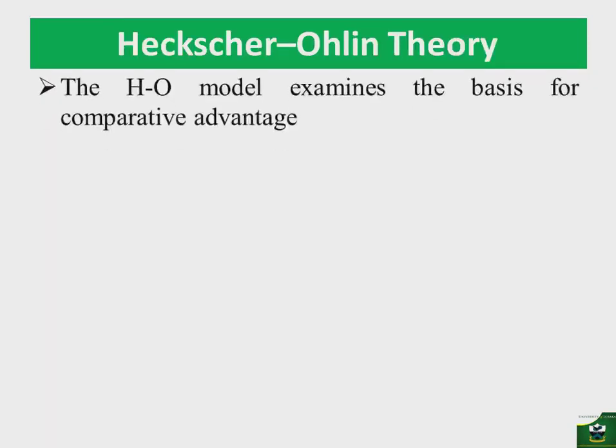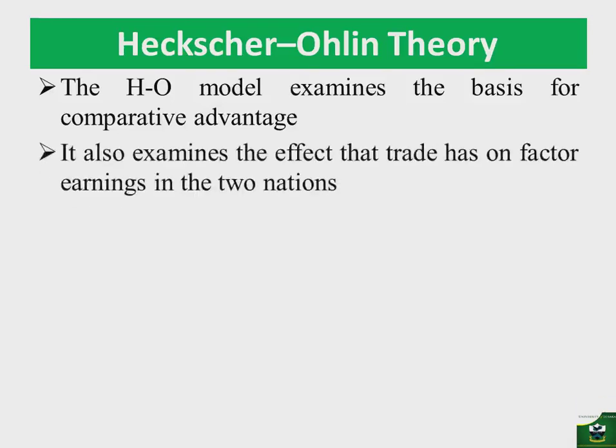So the HO model examines the basis for comparative advantage. Where we are coming from in the theories, we've looked at reasons why nations should trade, and we observe that nations will trade based on the comparative advantage. But now, with the Heckscher-Ohlin model, we want to examine the basis for that comparative advantage, not just identifying the comparative advantage as a basis for trade. So the Heckscher-Ohlin model examines the effect that trade has on factor earnings in the two nations.